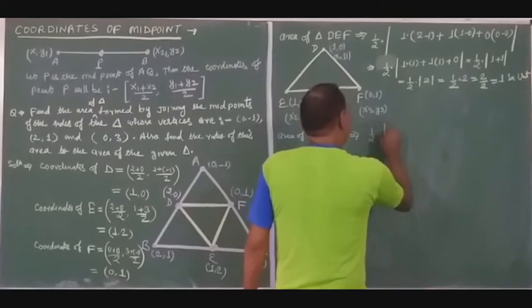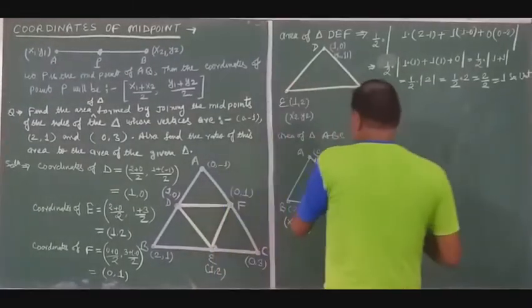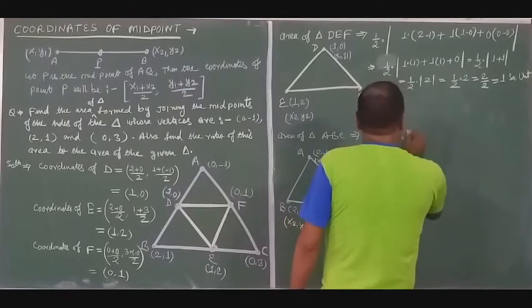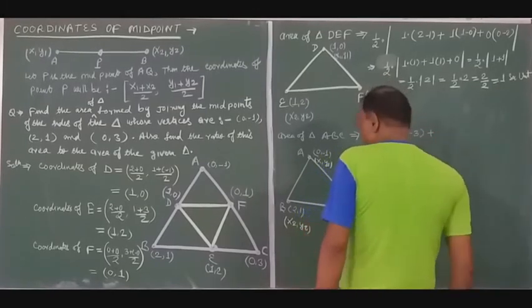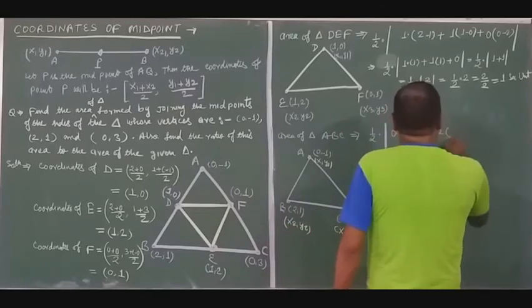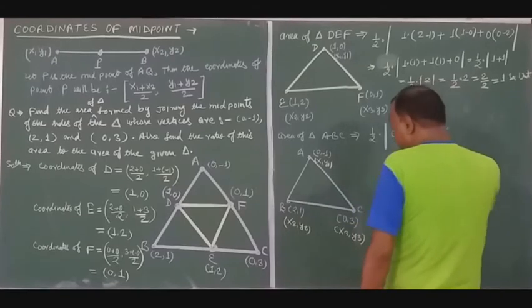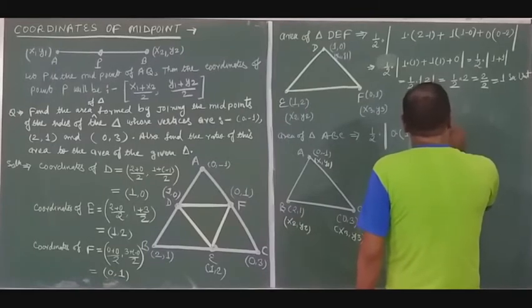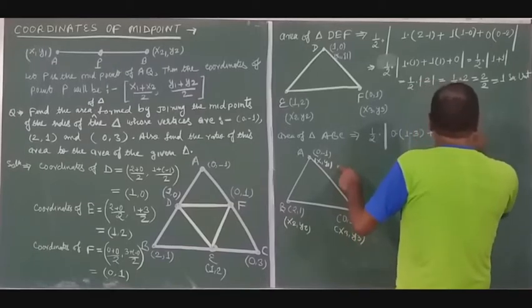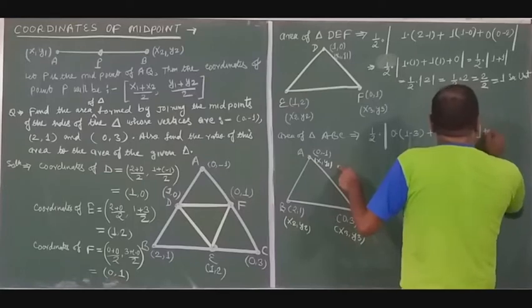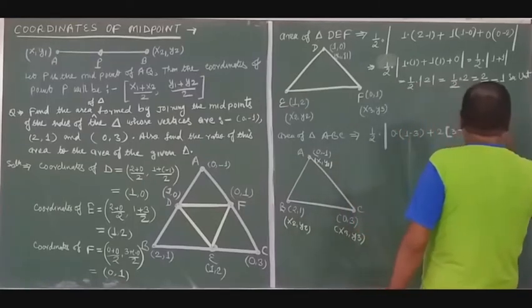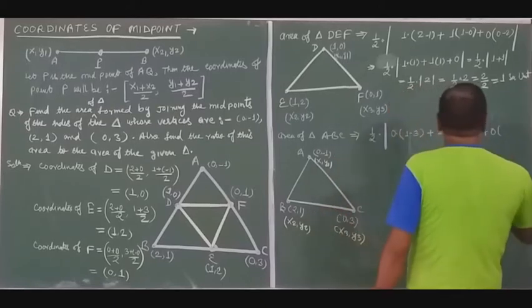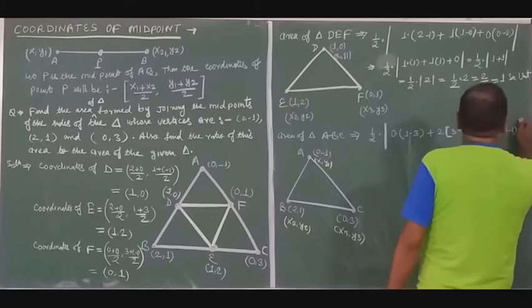Now the area of this triangle will be given by 1/2 into, what is this? x1 is 0, 0 into y2 minus y3, that is 1 minus 3, plus x2, which is 2, into y3 minus y1, 3 minus minus 1, plus what is x3? x3 is 0, and y1 minus y2, minus 1 minus 1.